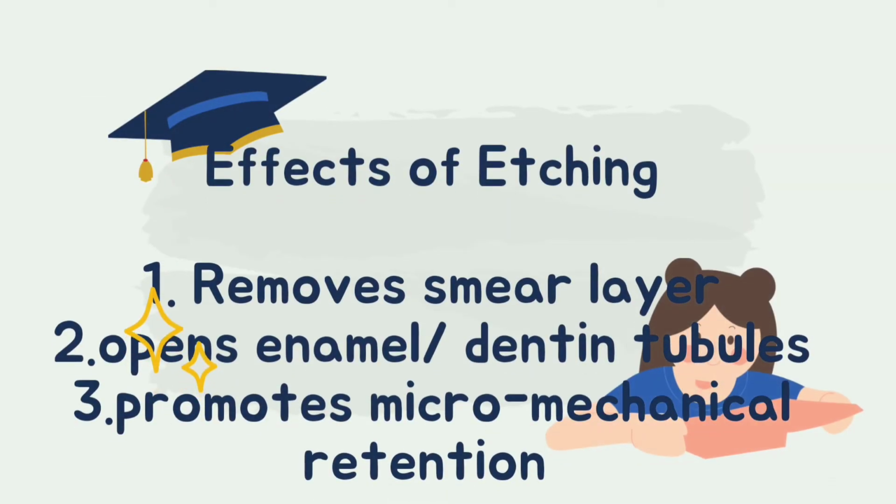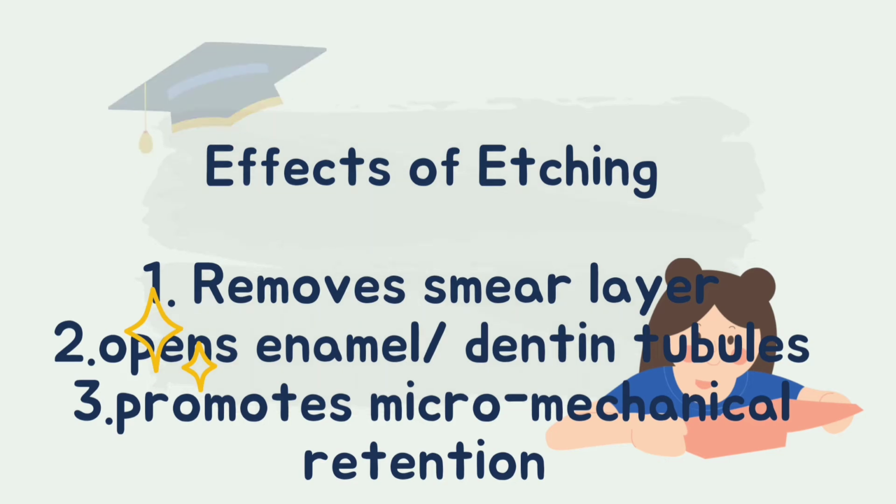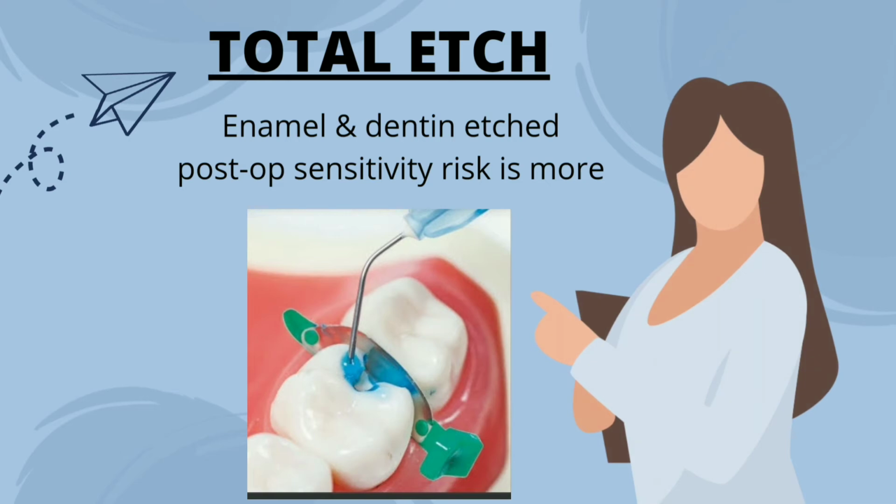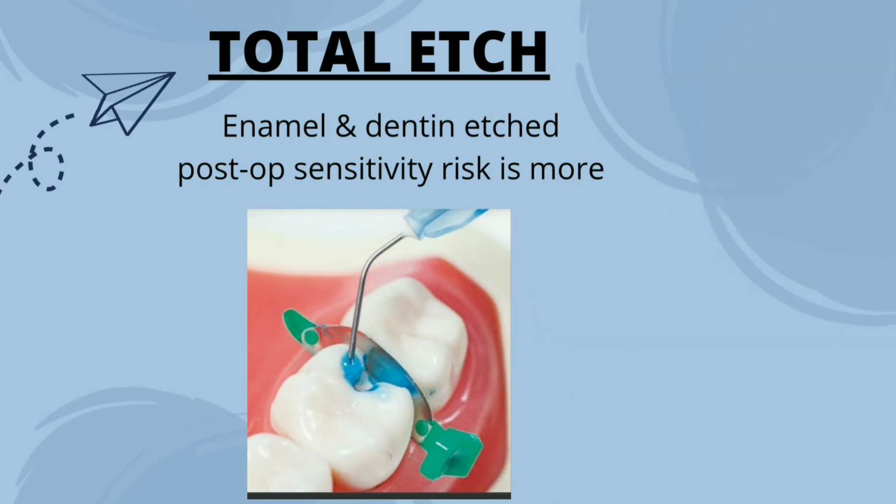The next most important thing is etching. Effects of etching: it removes the smear layer, opens the tubules, and promotes micromechanical retention. In composites, the types of etching are total etch, selective etch, and self etch. It will come to us with experience which one to use where. In total etch, enamel and dentine both are etched. The risk of post-op sensitivity is comparatively more as the dentine tubules are more open.